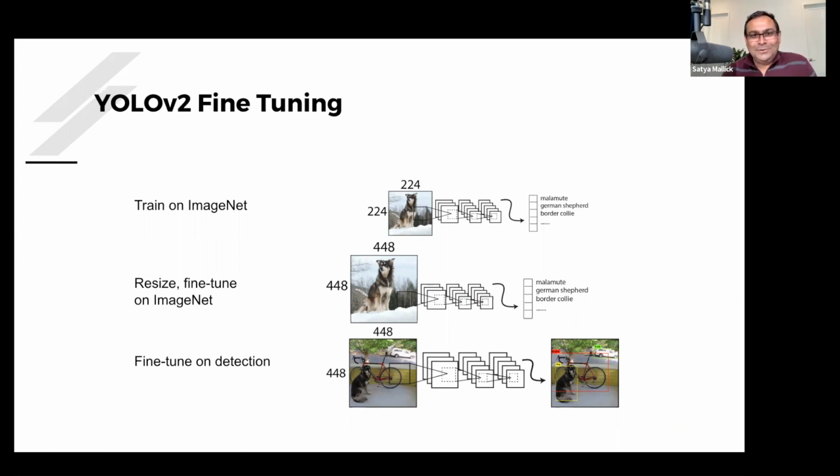Again, why didn't they do it in the first shot? It's not obvious, right? You have to try these different things, and then you see that, oh, these are the things that work, and some other things that don't work.